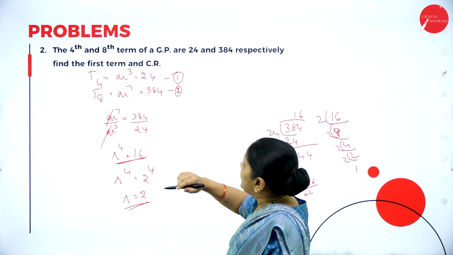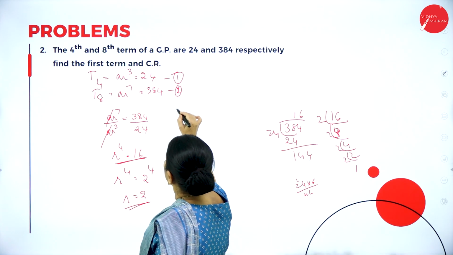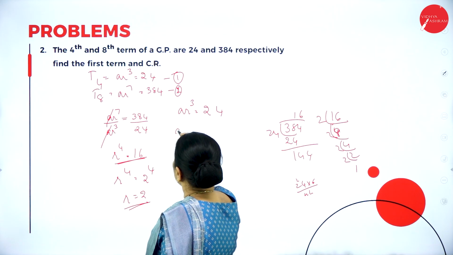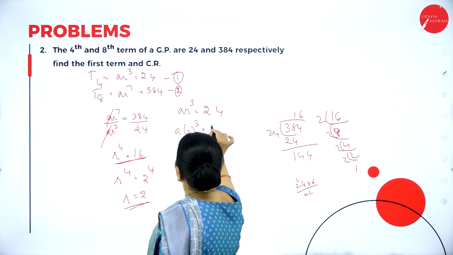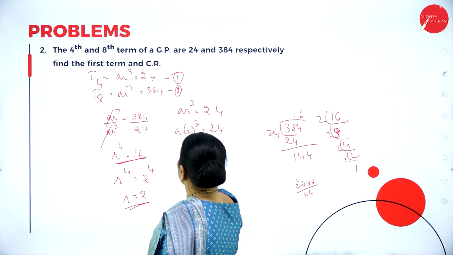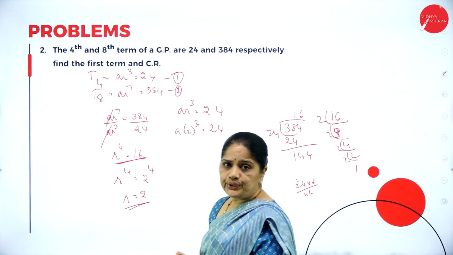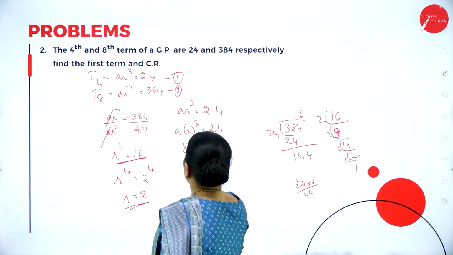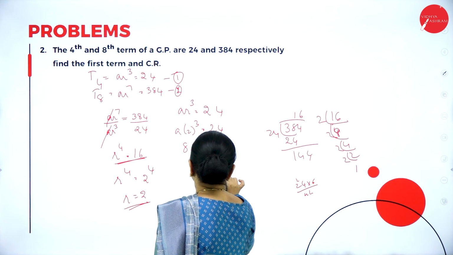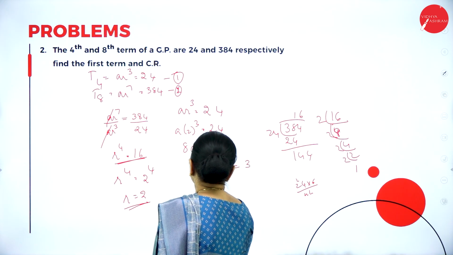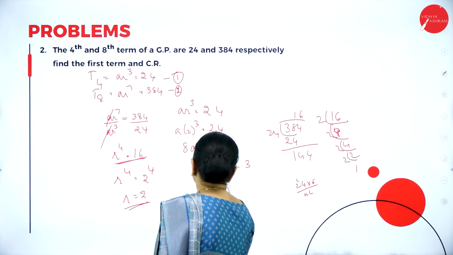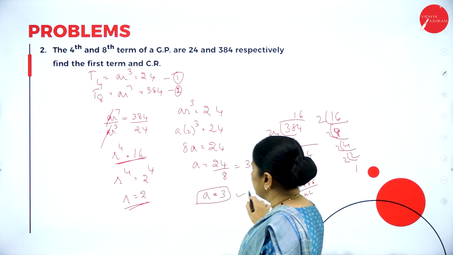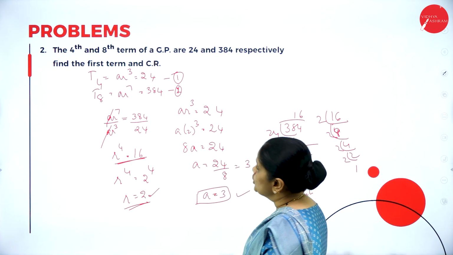Now I have to find A. So I will write AR cube equals 24, or A into 2 cube equals 24. 2 into 2 is 4, 4 into 2 is 8. 8A equals 24, or A equals 24 by 8, that is 3. So A equals 3, that is the answer. So the first term is 3 and the common ratio is 2.